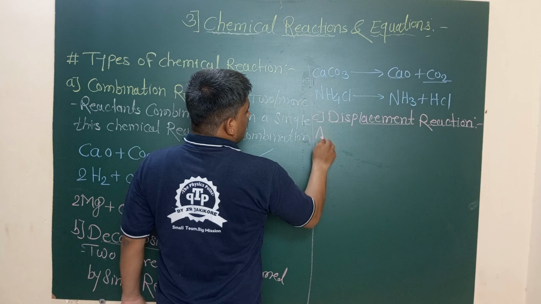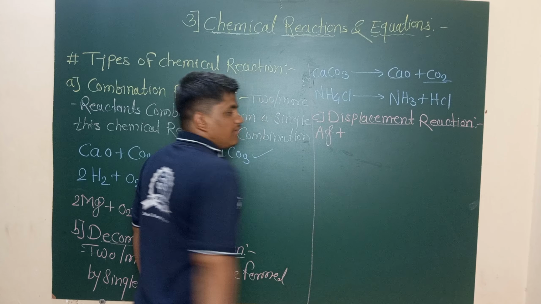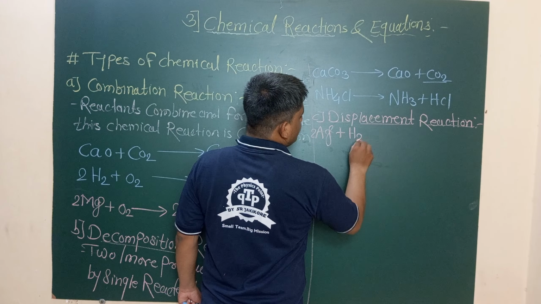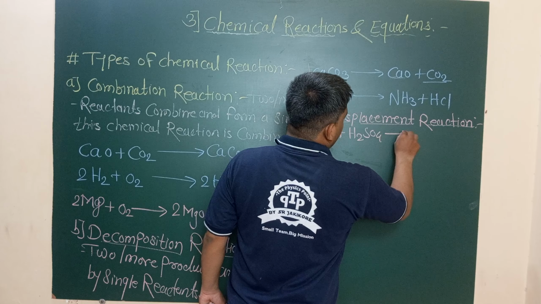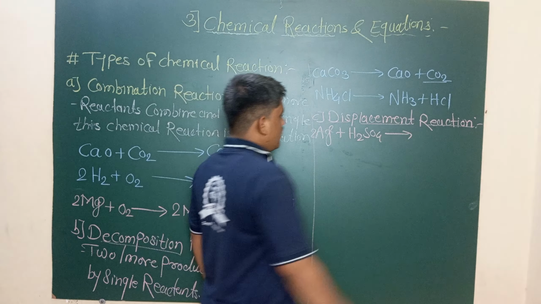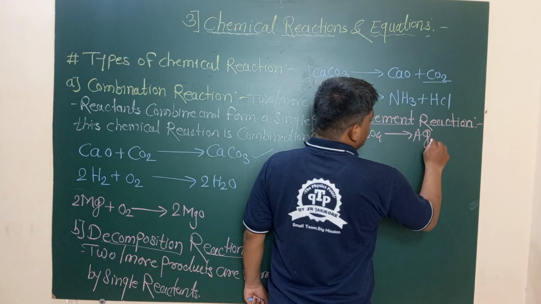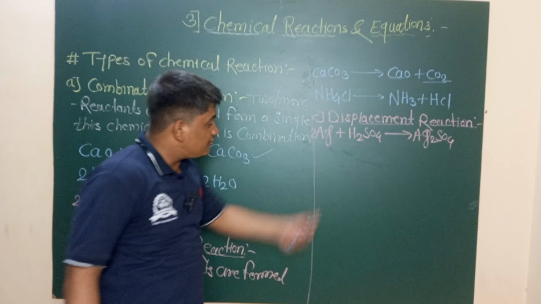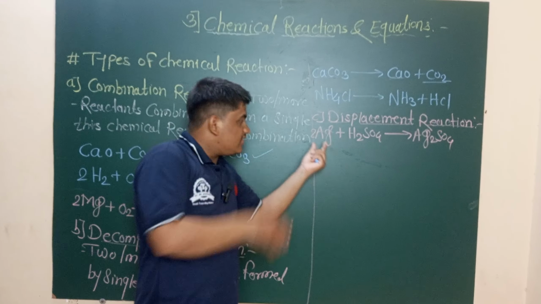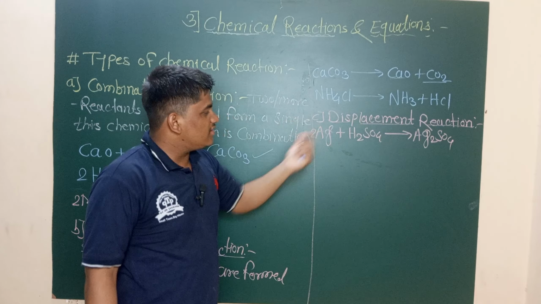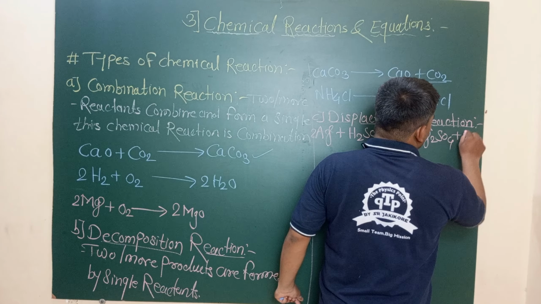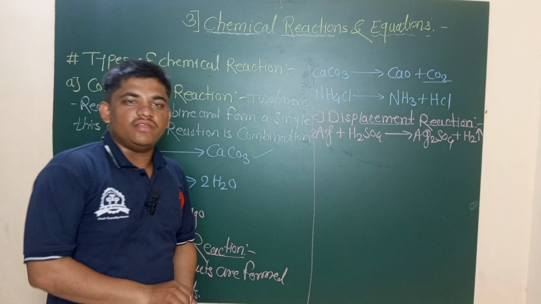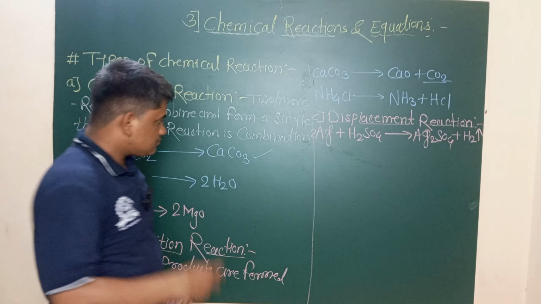For example, when silver reacts with H2SO4, two silver atoms react with H2SO4 to give Ag2SO4. The silver replaces the hydrogen. Hydrogen is the less reactive ion and silver is the more reactive ion. They get replaced and hydrogen gas is released. This is a displacement reaction.